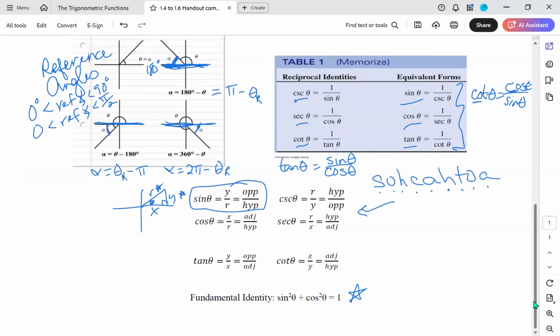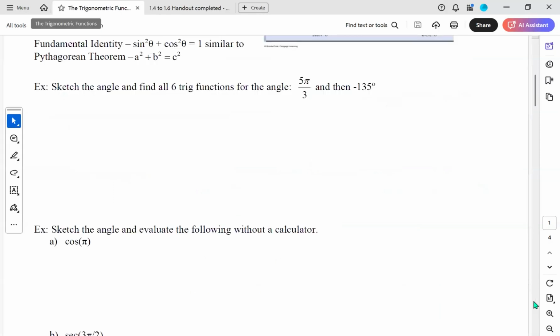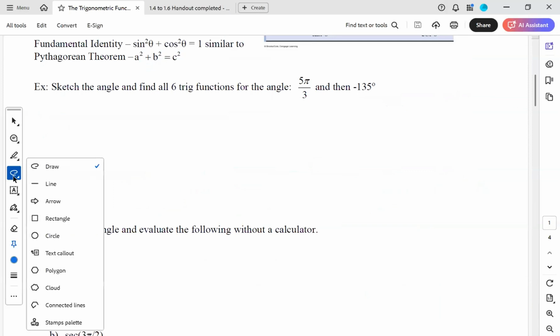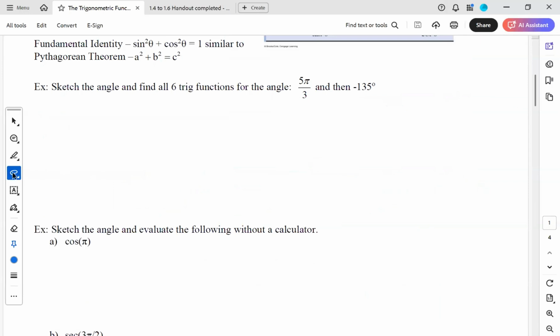Okay, so let's get into some problems and learn how to use this. That fundamental identity, sine squared plus cosine squared equals 1, is similar to your Pythagorean identity, the Pythagorean theorem. And so we're going to work on sketching the angle again, just like what we did in 1.1 and 1.2. And we're going to find all 6 trig functions for that angle. May not have room for both of those, but we'll try.